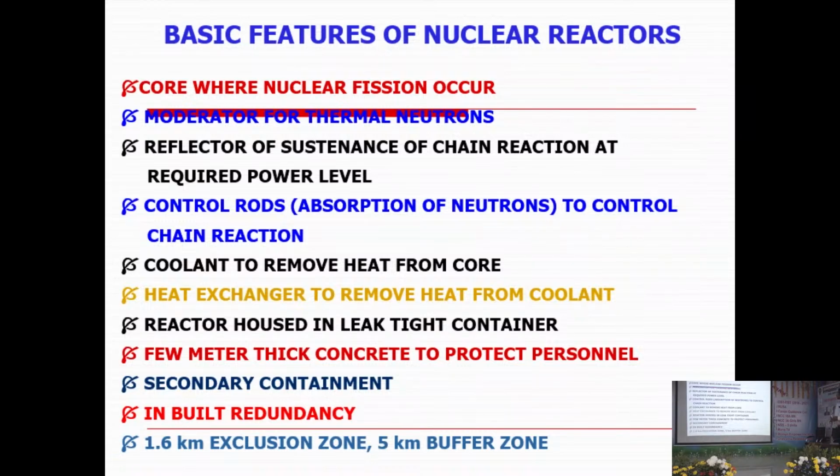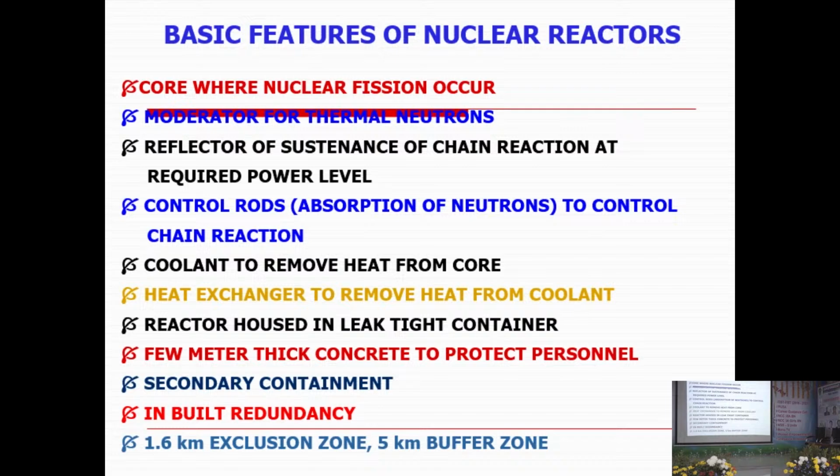Okay. The basic features of nuclear reactors: the core, where the nuclear fission is occurring, where we take the nuclear fuel, moderator and coolant, is called the core. The moderator is for thermalizing the neutrons. The reflector is for sustaining the chain reaction at the required power level, because as I mentioned, when the core size is smaller, leakage will be there. To minimize that, we always use some reflectors, such that neutrons come back to the core. The control rods absorb neutrons to control the chain reaction. Suppose it is becoming supercritical, then they will insert the control rods to sustain the chain reaction at the controlled level. The coolant removes the heat from the core.